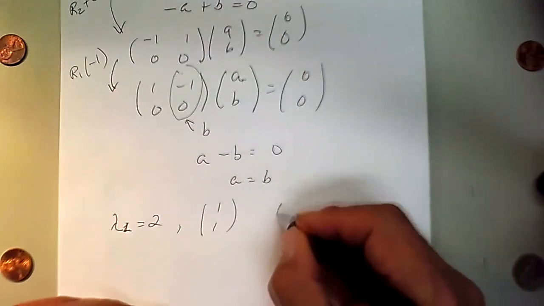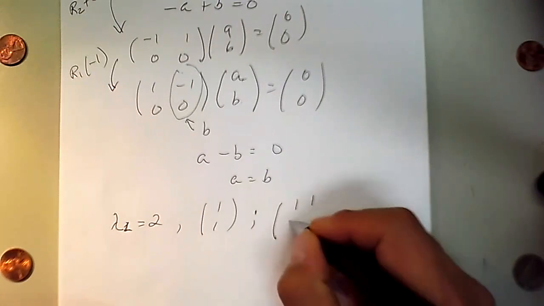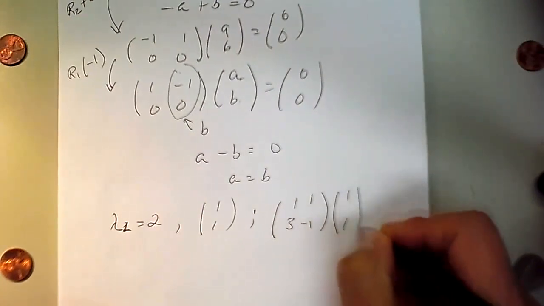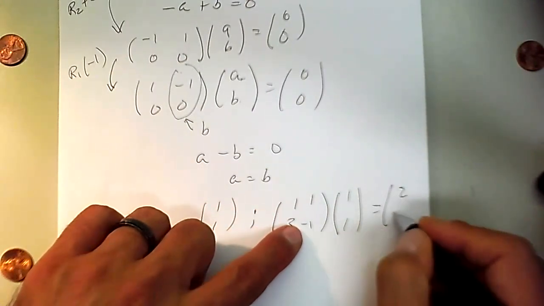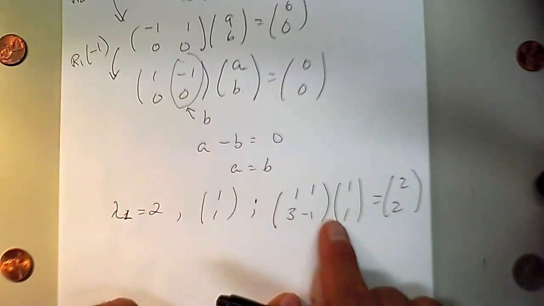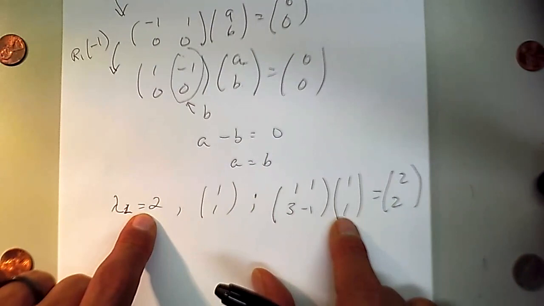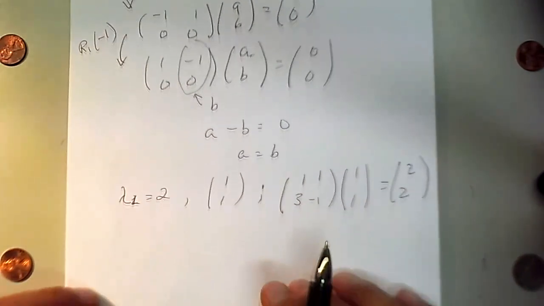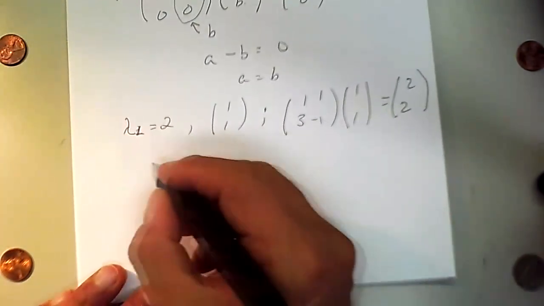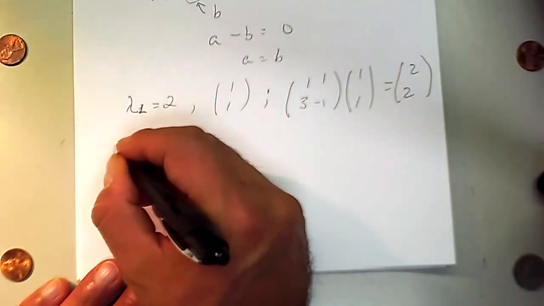And we can verify that. If we multiply the matrix 1, 1, 3, -1 by 1, 1, we end up with 1 plus 1, 2, and then 3 minus 1, 2. So it works. We end up with twice as much as this. So the eigenvalue of 2 applies to this vector. So we have one eigenvalue and one eigenvector. Similarly, we find the second eigenvector.